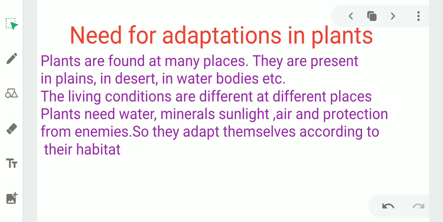Now, what is the need for adaptations in plants? Why do plants adapt? Plants are found at many places. They are present in plains, in desert, in water bodies, etc. The living conditions are different at different places, and plants need water, minerals, sunlight, air, and protection from animals. So they adapt themselves according to their habitat.